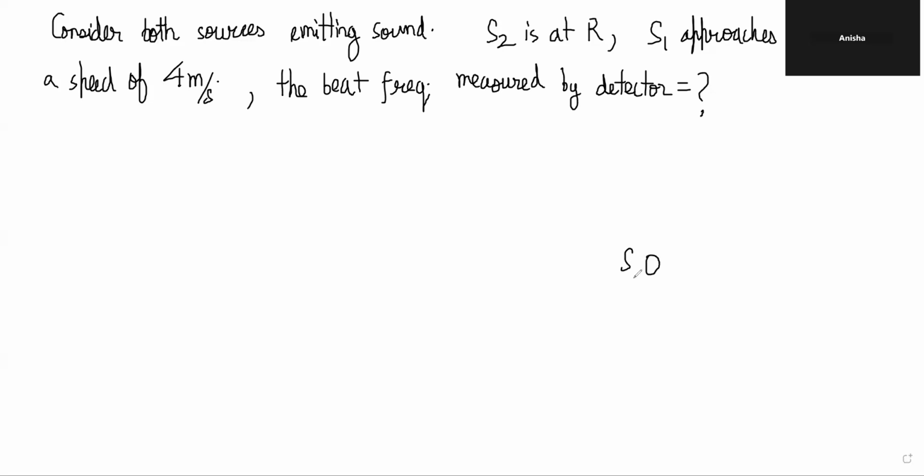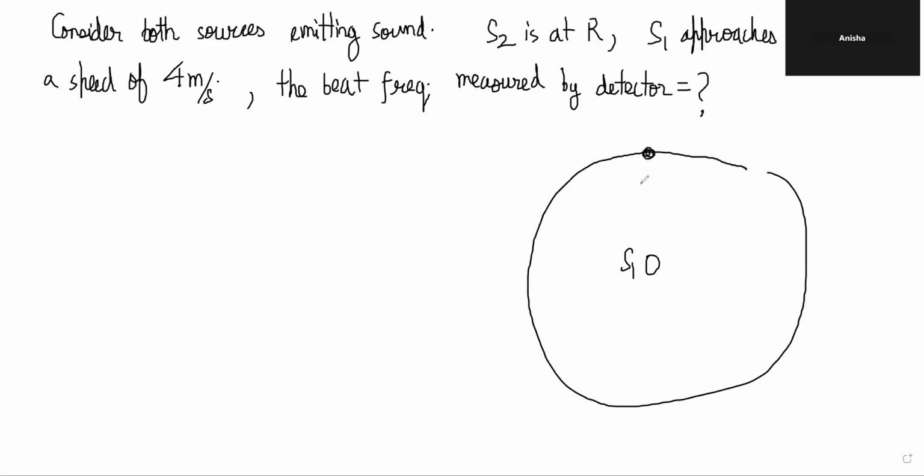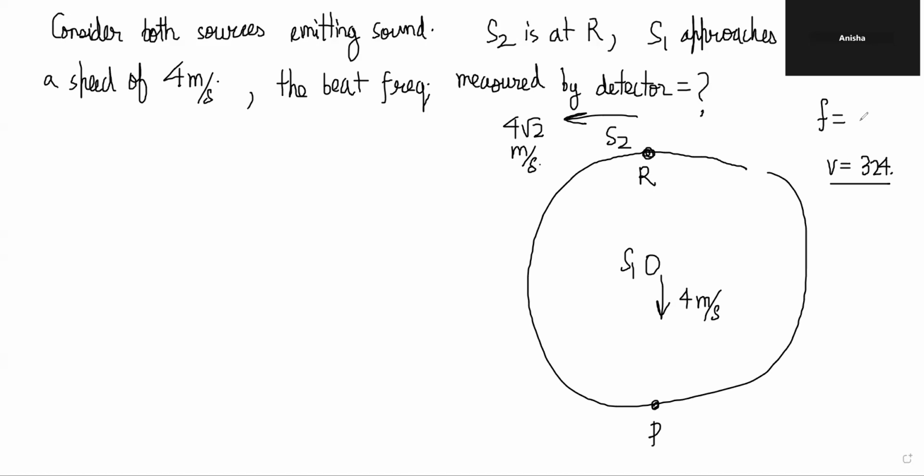If you draw the figure again, S1 is here. This was the circle. S2 is at R, right? Right. And point P is here. And this is coming here at 4 meter per second. S2 is already always going at 4 root 2. Speed of sound in air is 324, they have given. And the frequency of each of them is 656 hertz. Yes, sir. You have to find the beat frequency.